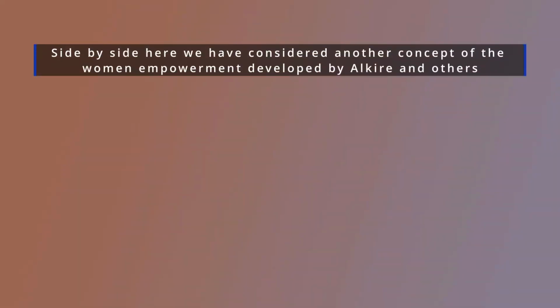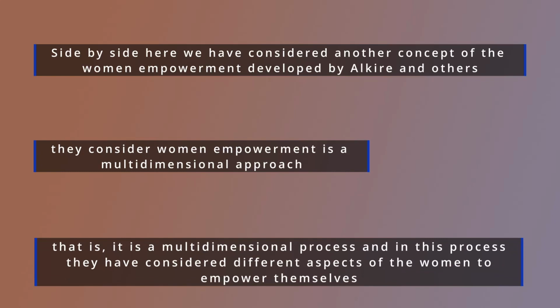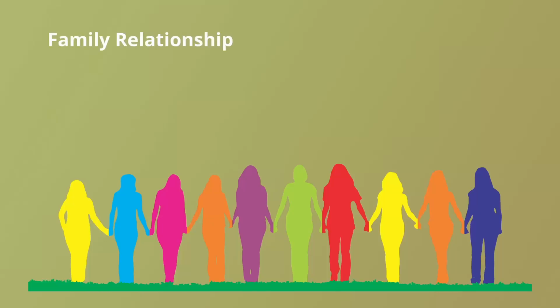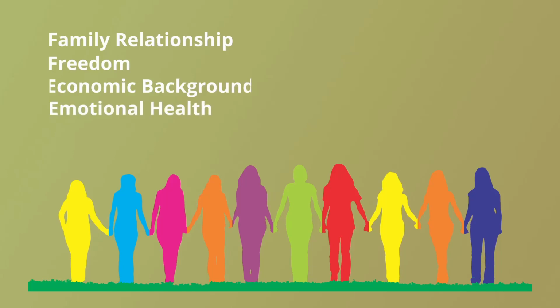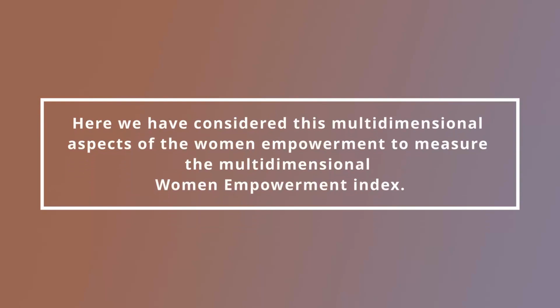Side by side, here we have considered another concept of women empowerment developed by Alkire and others, and they consider women empowerment a multidimensional approach. That is, it is a multidimensional process, and in this process they have considered different aspects of women to empower themselves. These aspects include their family relationships, their freedom, their economic background, their emotional health, as well as their social standing, their social status. On the basis of different dimensions or different aspects, Alkire and others have made an attempt to measure multidimensional women empowerment. Here we have considered these multidimensional aspects of women empowerment to measure the multidimensional women empowerment index.